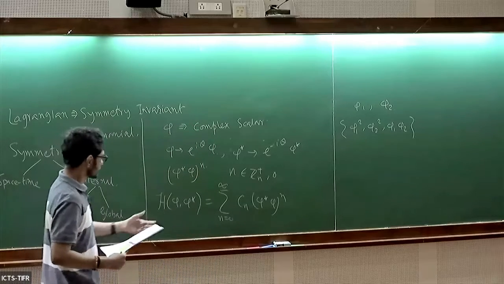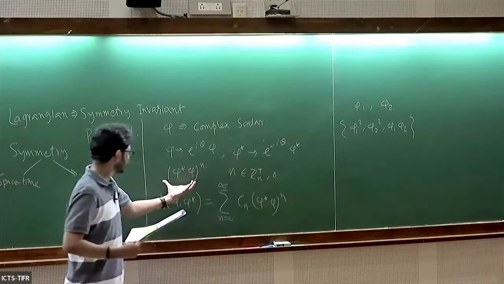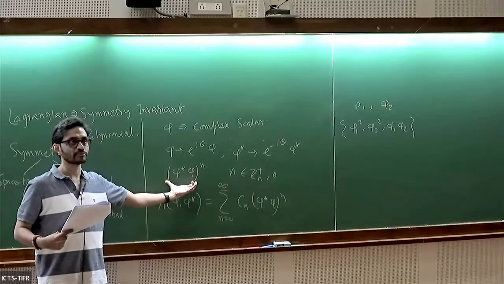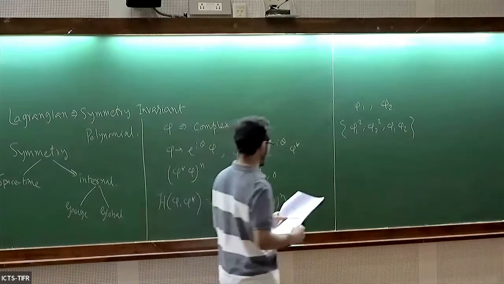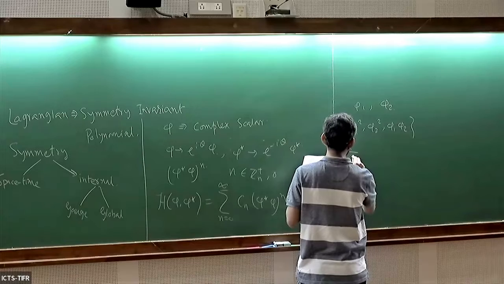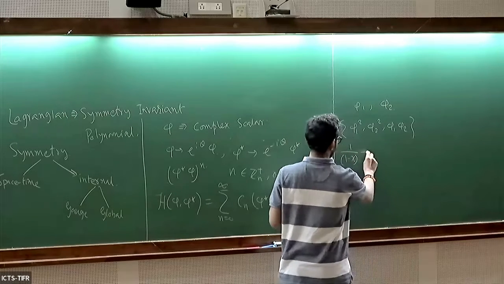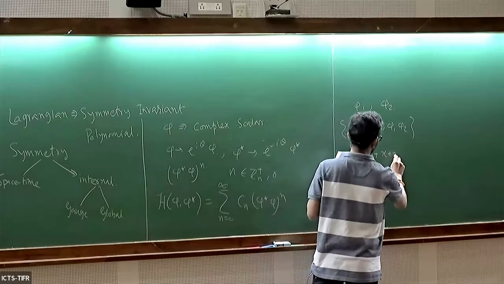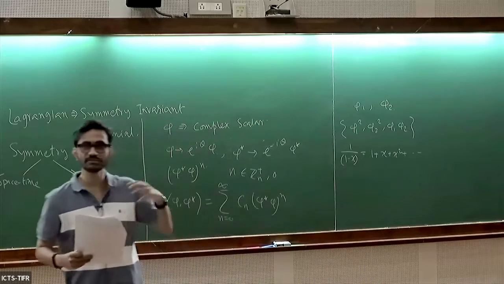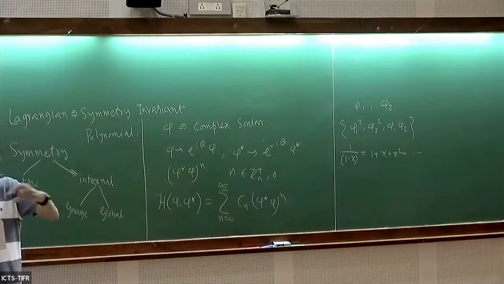So now, that invariant that I have written here can be written in terms of a series, and that series is basically well known to all of you. You know what this 1 minus x inverse is. We can expand it as 1 plus x plus x square and so on, right? So now let's mimic this x by phi star phi.